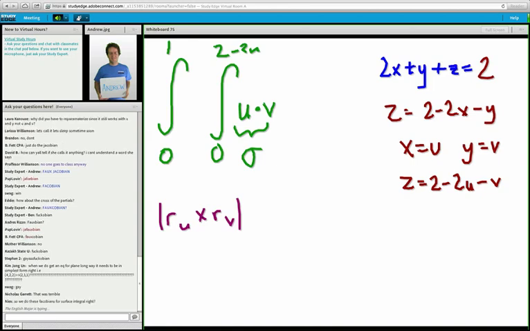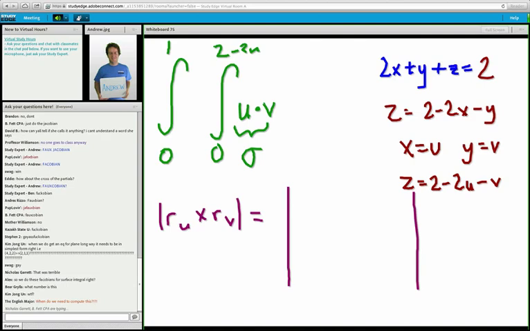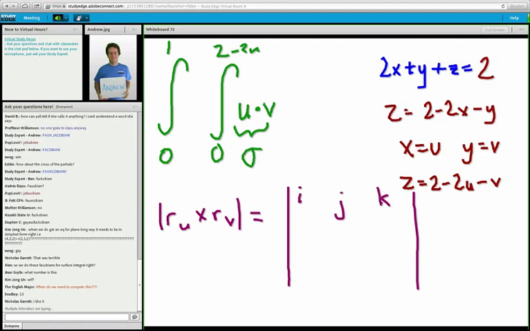Anyway. Okay, listen. Kim Jong-un asks, when do we get an equation for the plane, and does it need to be in simplest form? RU cross RV equals. We have to find this determinant. IJK.